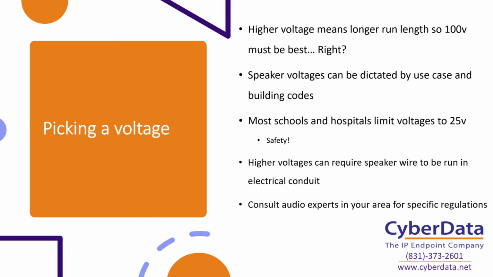But sometimes for, say, more industrial or professional style settings, you can run into the 70-volt systems, where they might not have those building code limitations that other places will. And even in some cases, especially with 100-volt systems, higher voltages like 100 volts actually require the speaker wire to be run through electrical conduit, which means you're not only paying for all of that expensive copper, but then you've got to pay for all of that conduit to actually route the cable through, just to have everything up to code.